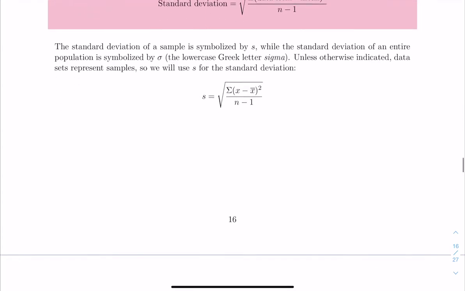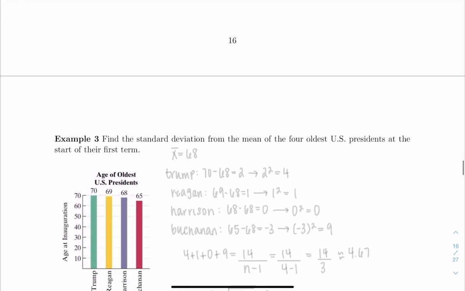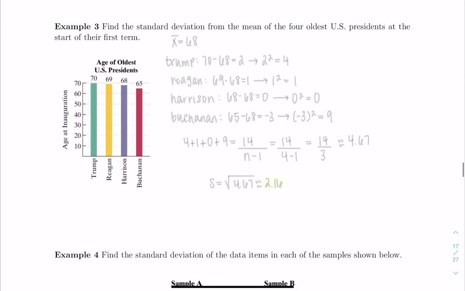We want to find the standard deviation from the mean of the 4 oldest U.S. presidents at the start of their first term. We already started this process. We did step 1 and step 2 in example number 2. We figured out that x bar, the mean, was 68. Then we took each president's age and subtracted the mean. I'm just going to do this really quick. This is essentially what we did in the last example.